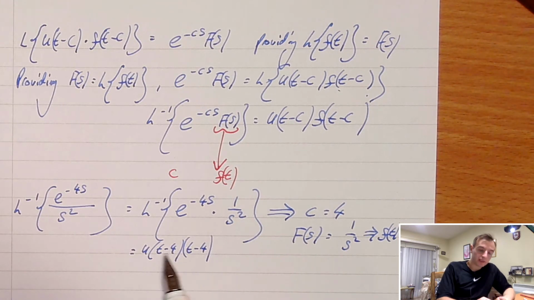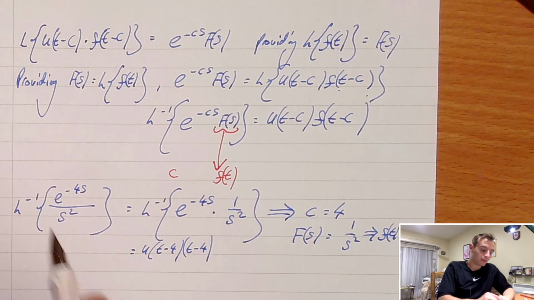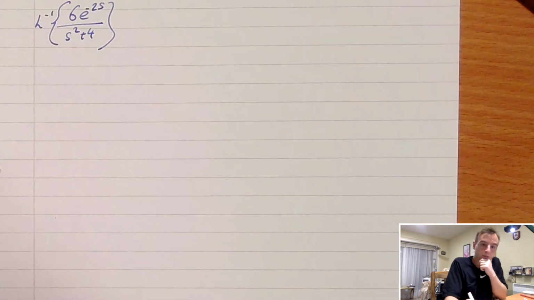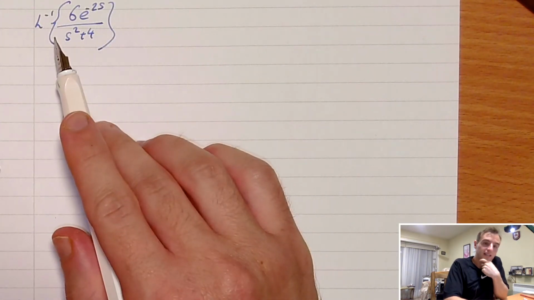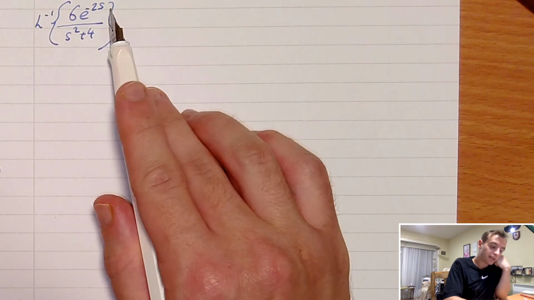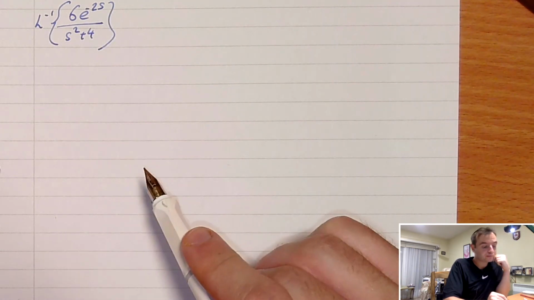And if we were to do the Laplace transform of that, we could check that we end up with e to the minus 4s on s squared. Okay, so let's have a look at another one here. So we've got the inverse Laplace transform of 6e to the minus 2s on s squared plus 4.